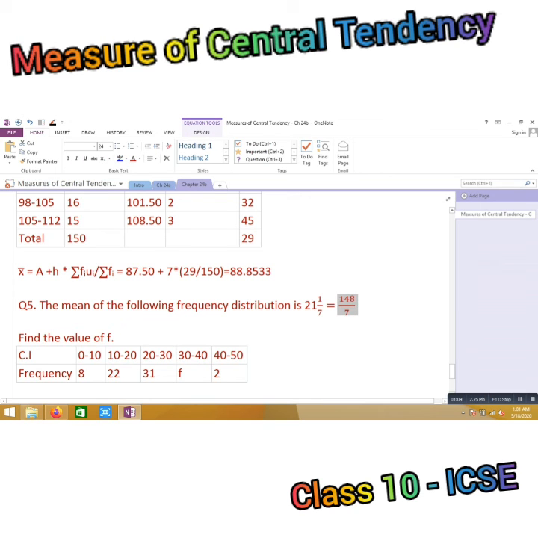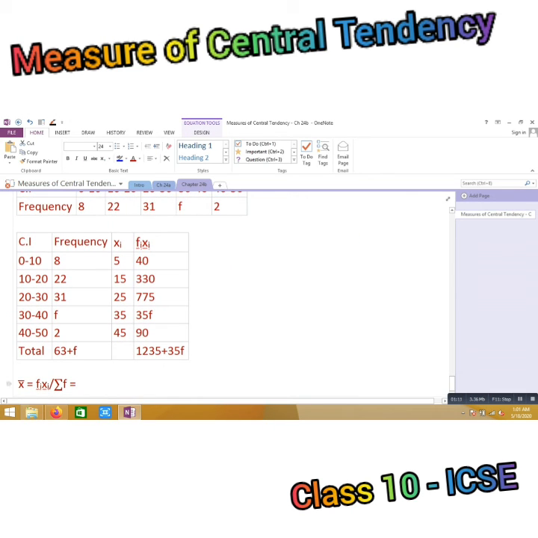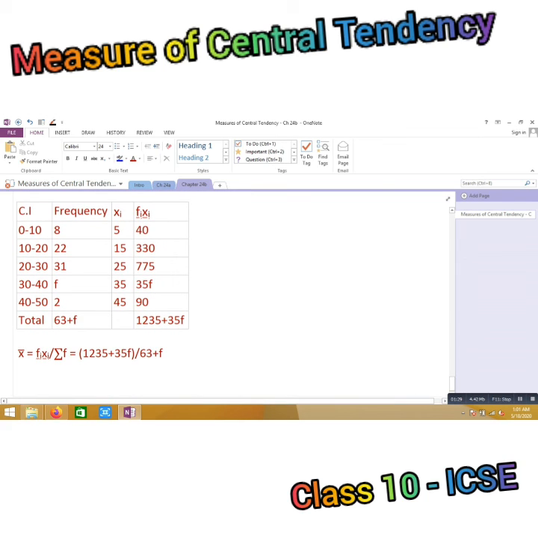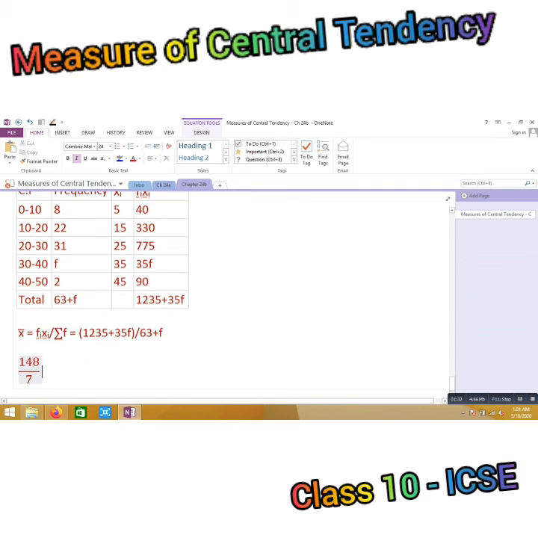We have the mean, so that will be LHS. 1235 plus 35f divided by 63 plus f, that is equal to mean. LHS is already an improper fraction. 148 by 7 equal to RHS is the substituted values. So by solving this, we can get the value of f.